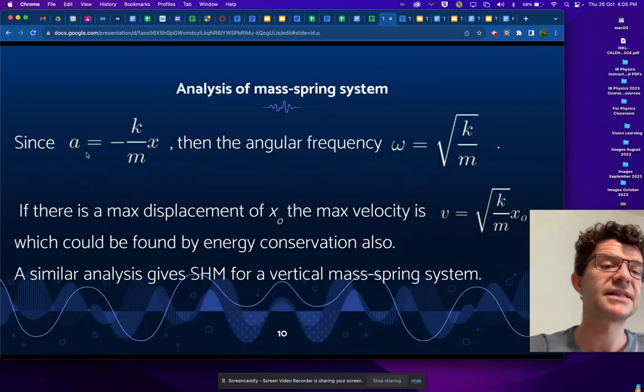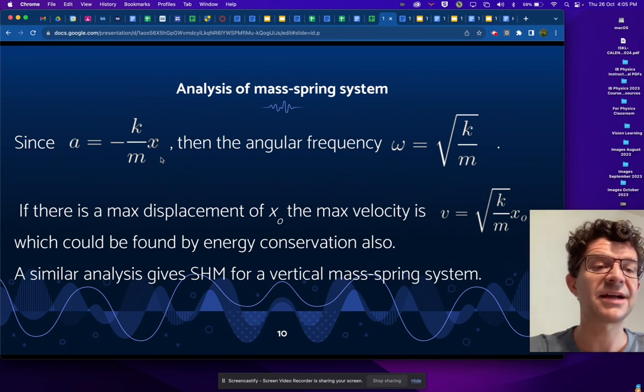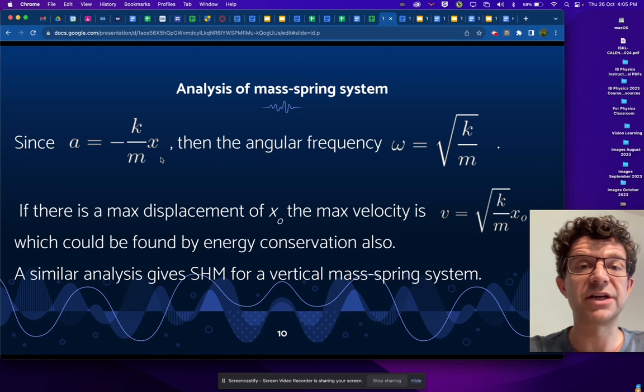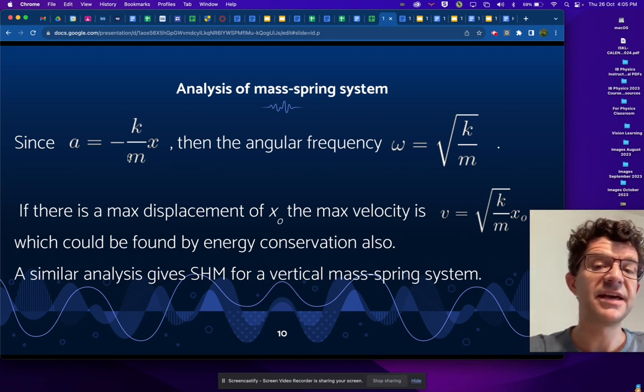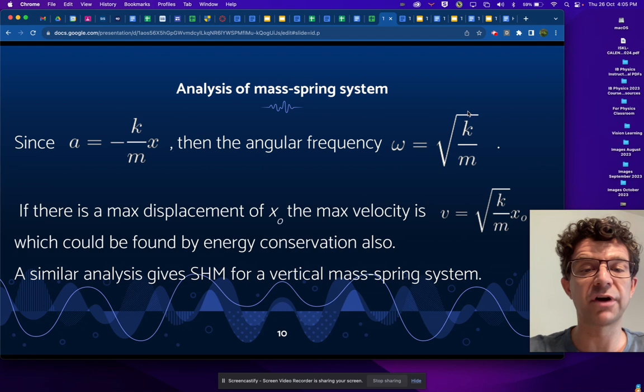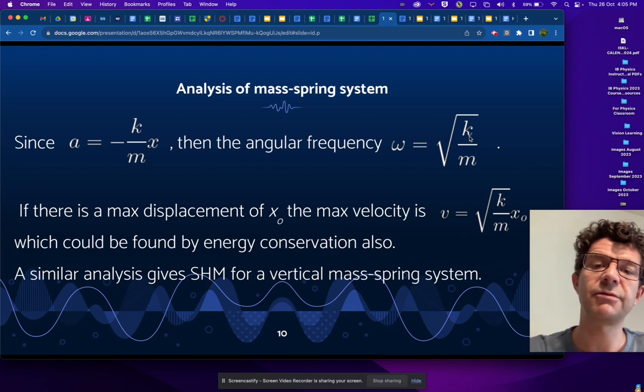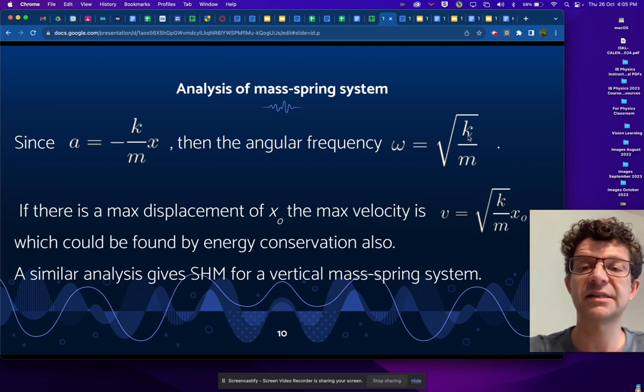What does that mean in this case? Well, because this equation, a is equal to minus k over m times x, is the defining equation for the motion of that mass on a spring, this can be equated to omega squared, and the angular frequency is equal to the square root of k over m. And what's kind of cool about this is it tells us that there's two factors that influence what the frequency of a mass spring oscillator is. It's how strong the spring constant is and how large the mass is.